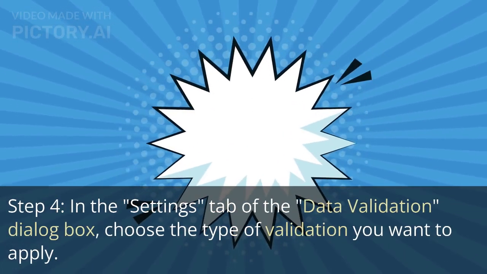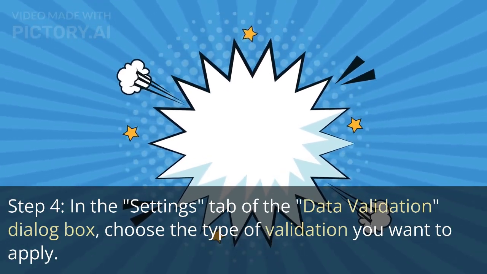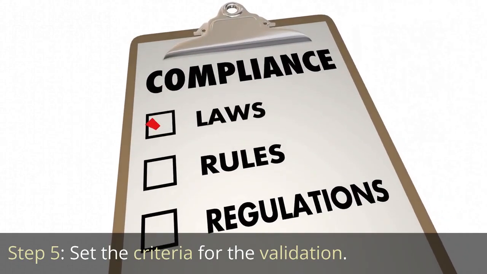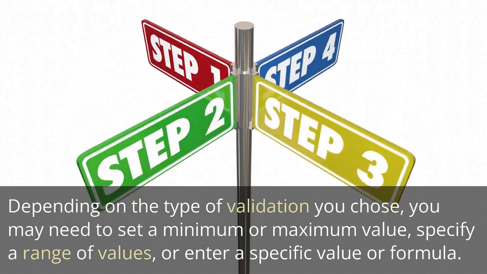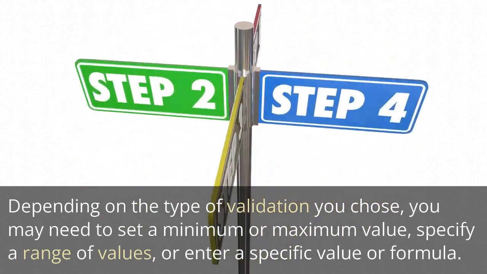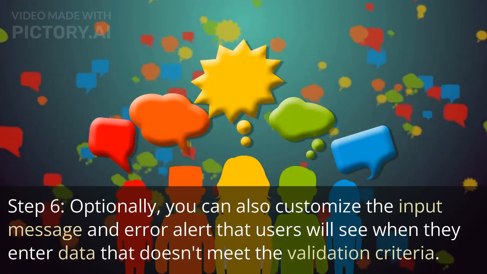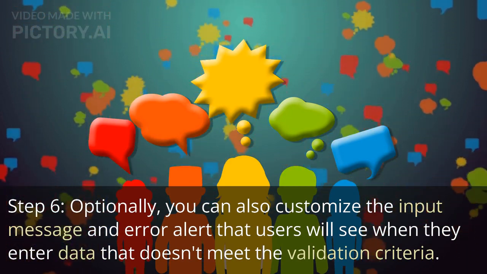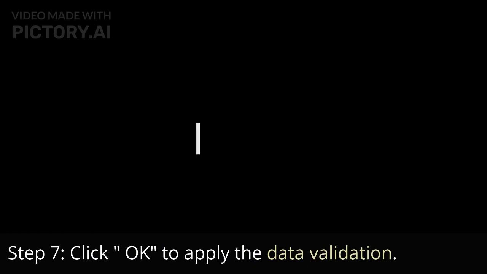Step 4. In the Settings tab of the Data Validation dialog box, choose the type of validation you want to apply. Step 5. Set the criteria for the validation. Depending on the type of validation you chose, you may need to set a minimum or maximum value, specify a range of values, or enter a specific value or formula. Step 6. Optionally, you can also customize the input message and error alert that users will see when they enter data that doesn't meet the validation criteria. Step 7. Click OK to apply the data validation.